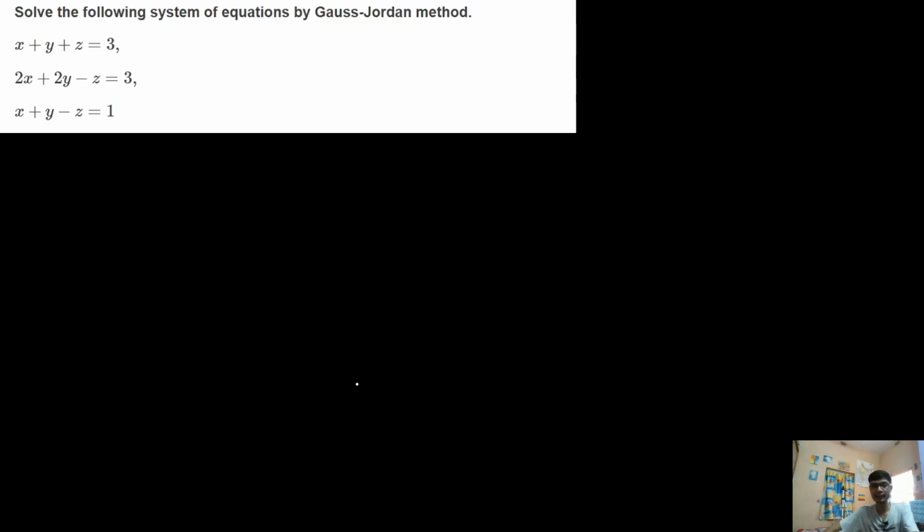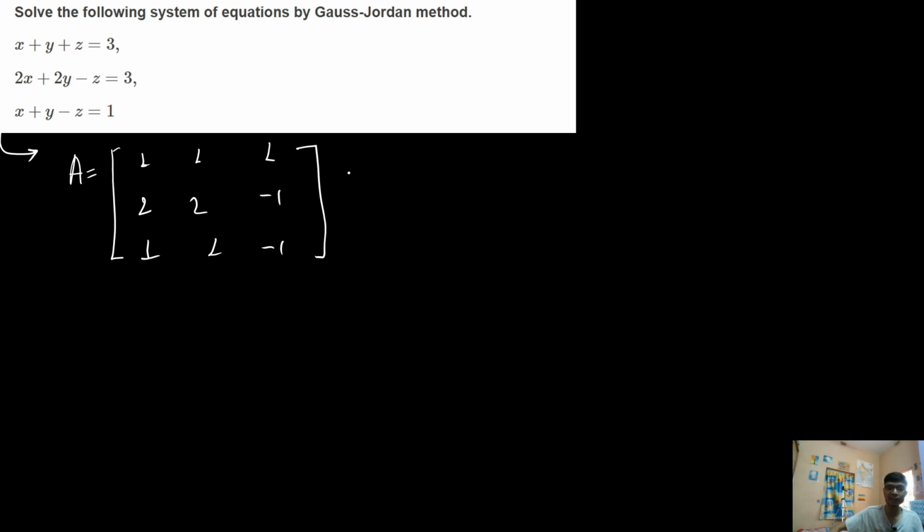Now let us try and understand this by solving this particular question. In this question we are given three equations involving three variables. Now if we try and check out this question, we firstly represent the coefficient matrix. Let us take the coefficient matrix: there is 1, 1, 1 over here, there is 2, 2 and minus 1 over here, there is 1, 1 and minus 1 over here. Now our first step will be to compute the determinant value of this matrix. If this determinant value is non-zero, then we can proceed further.